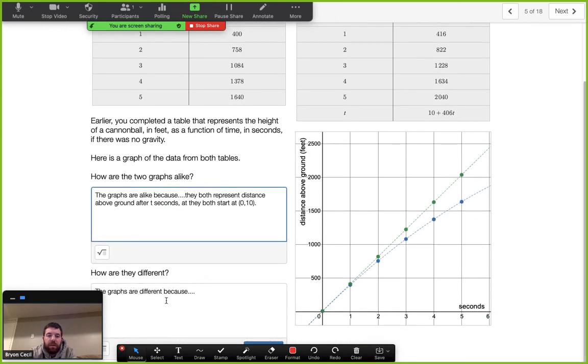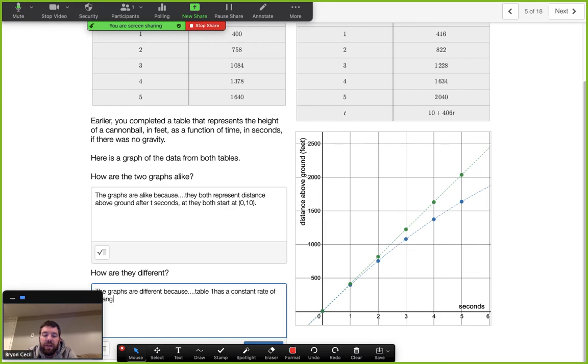All right. So how are they different? We said that table 1, we see here, it's in the green. Table 1 has a constant rate of change, whereas the actual data we see here starts the same, but then doesn't increase as much the longer it is in the air.